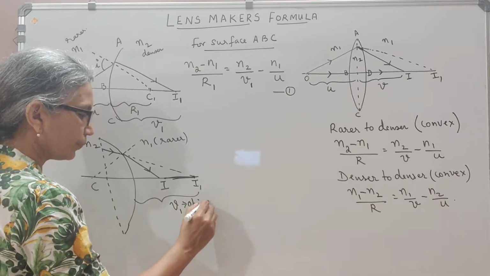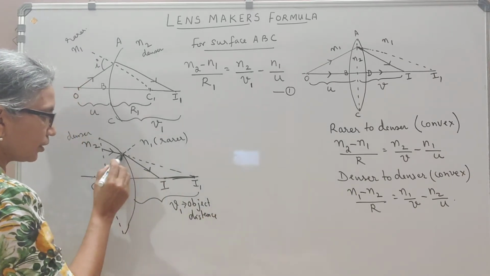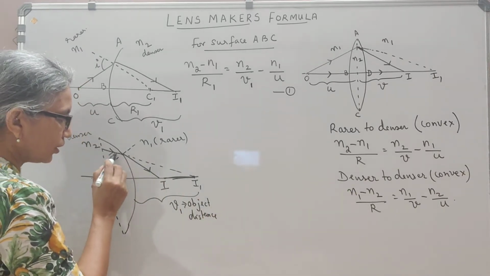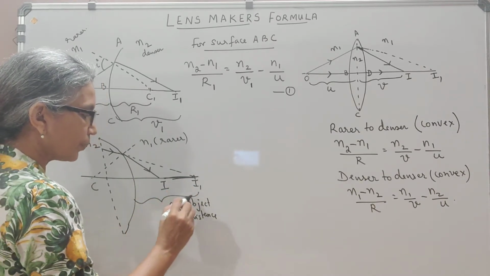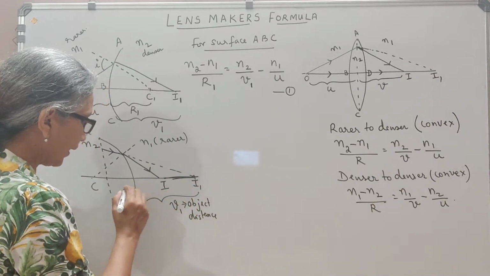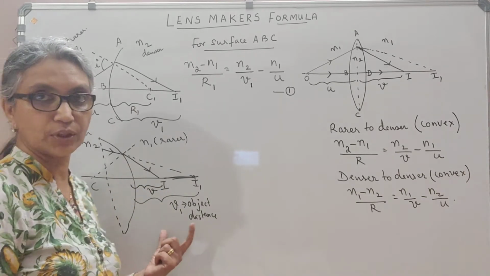Why? Because which is the incident ray for this one? This is the incident ray, right? So this incident ray, if extended, we know is here. So that is why this becomes the object distance and this V will be the final image distance. So this is to be noted.